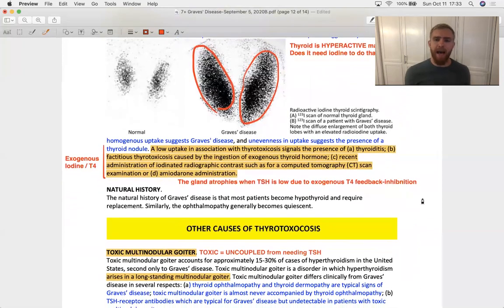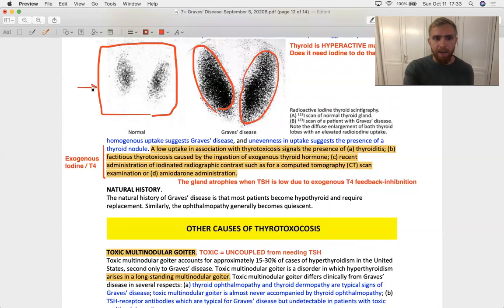Now, if the patient has thyrotoxicosis, meaning they have high blood T4, but they hit you with this radioactive iodine uptake scan, that's going to tell you that they're probably getting iodine from an exogenous source, and it's getting converted by a normal thyroid into too much T4. Not that there's any hyperplasia of the thyroid itself. So a low uptake in association with thyrotoxicosis signals the presence of thyroiditis.